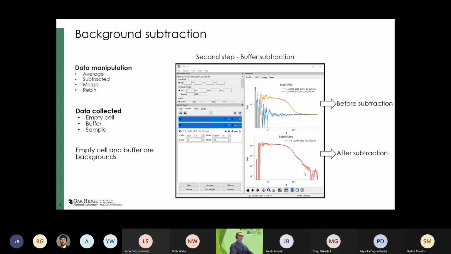All right. Okay, so those are the two corrections that are necessary.